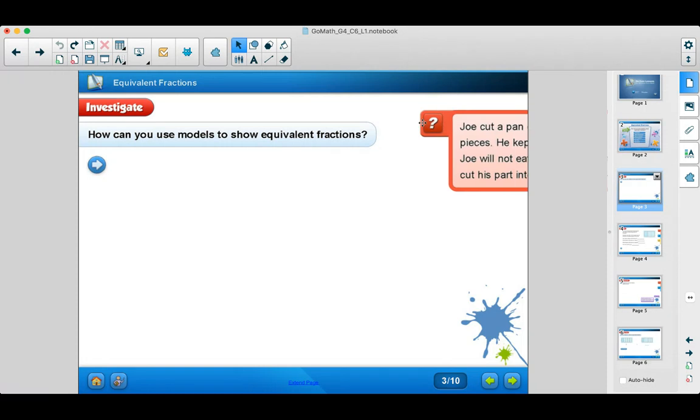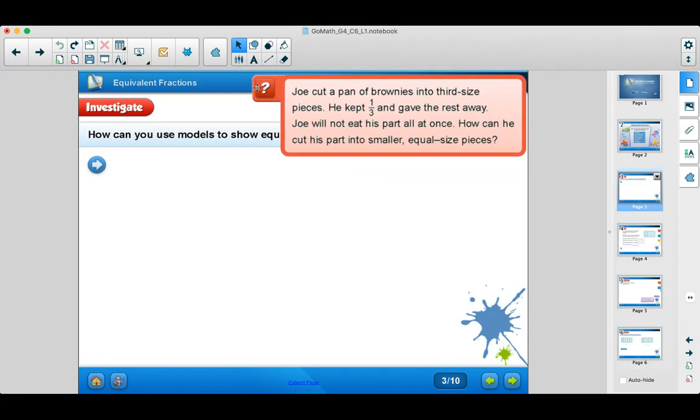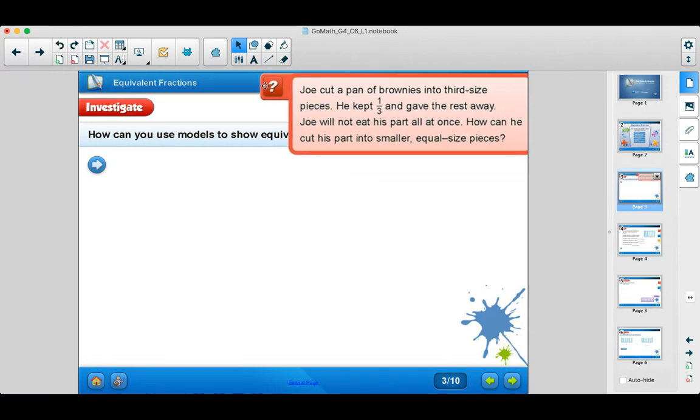Okay, let's investigate. Joe cut a pan of brownies into third-sized pieces. He kept 1/3 and gave the rest away. Joe will not eat his part all at once. How can he cut his part into smaller, equal sized pieces?